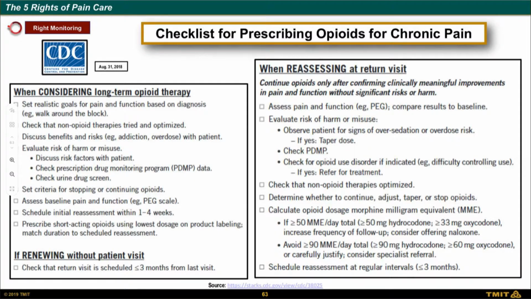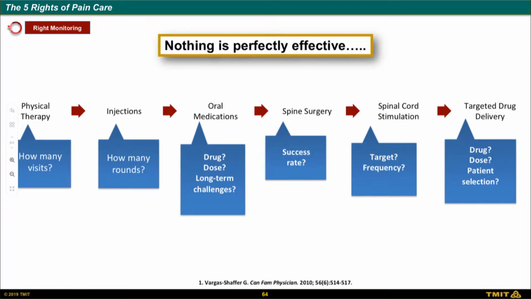In many states, there are limits in terms of the mean morphine equivalents. We would like to avoid greater than 90 mean morphine equivalents a day, particularly for patients who have a non-malignant diagnosis. And in our practice and in many practices, we prescribe naloxone for all patients who are at or above 50 mean morphine equivalents. The next slide just indicates to you that, in terms of treating and monitoring patients, nothing is perfect. We don't know how many physical therapy sessions are necessary for every chronic pain condition.